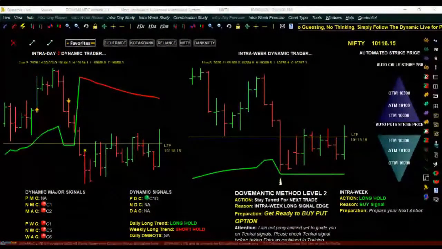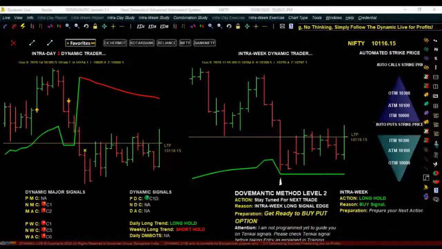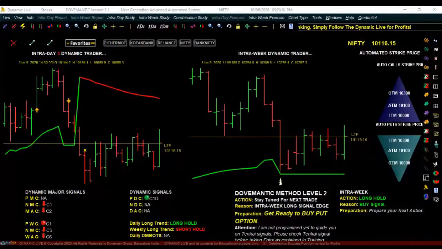Mr. Raghav, thank you so much for your guidelines. I have a position in RBL Bank. Till today, I didn't share my trading details. Today, I did, to show the power of the dynamic system level 2 method.